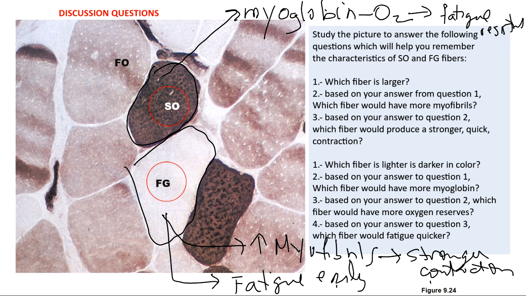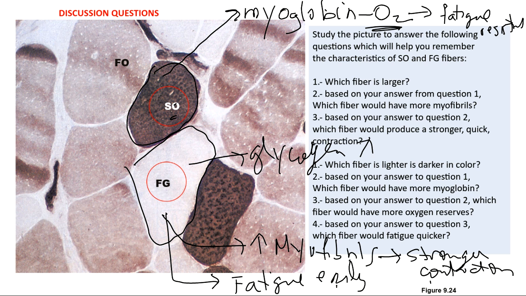The slow oxidative is using oxygen, which means it could also use fats and proteins, not just carbohydrates, to make energy, versus the fast glycolytic, which uses glycolysis only to make ATP, which means it is reduced to using carbohydrates only. It cannot use fatty acids, it cannot use proteins. So it has to have a reserve of glycogen. So it's going to have more glycogen reserves, so more glycogen.